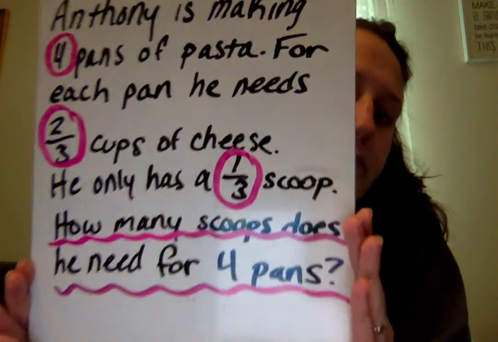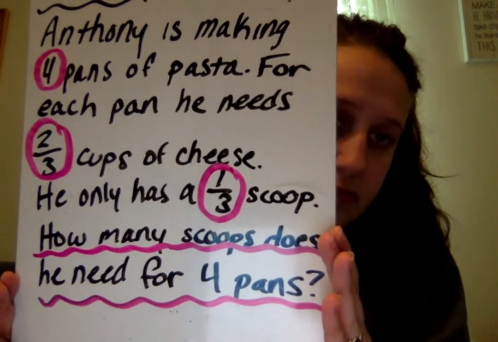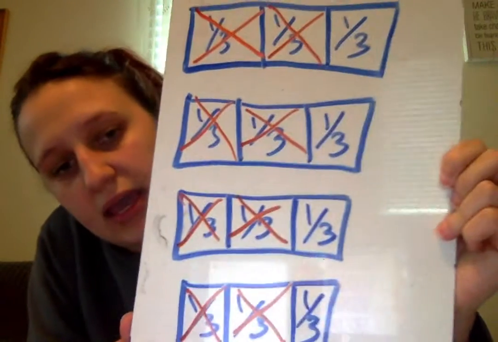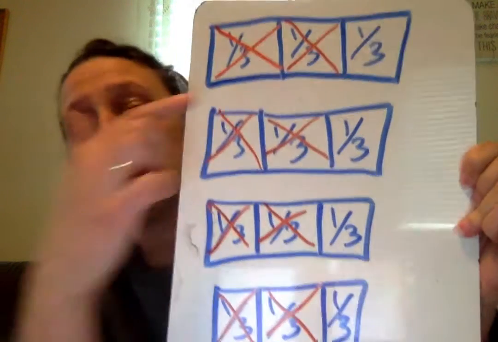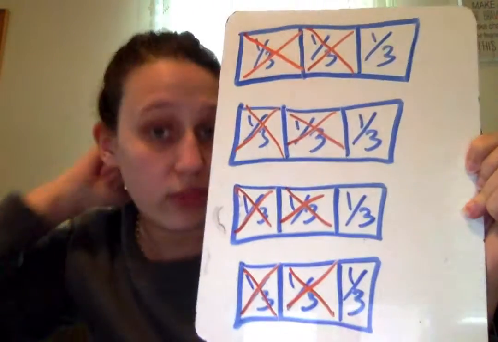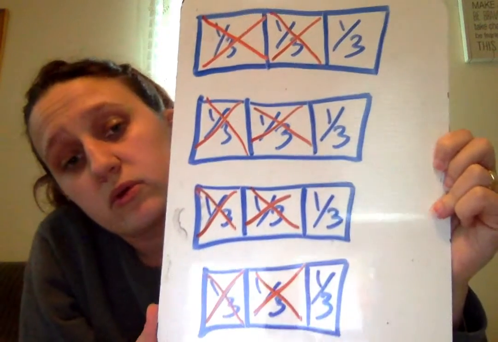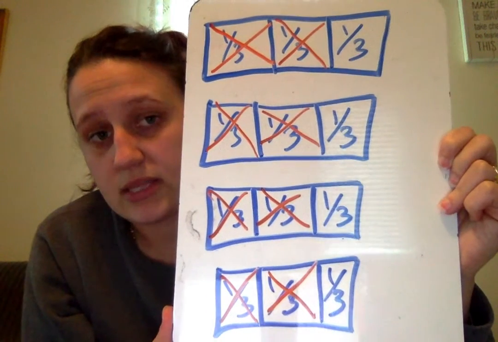All right, so now that we've kind of broken down the problem, here's what we know. We know that he's making 4 pans of pasta, and we know that each pan needs 2/3. So if I were to draw that out, it would look like this. He has these 4 pans, and I cut them into 1/3 slices each. And he needs 2 1/3s, otherwise known as 2/3. He needs 2 1/3s in order to make the pasta in each of these pans. So it's asking, how many 1/3 scoops does Anthony need?